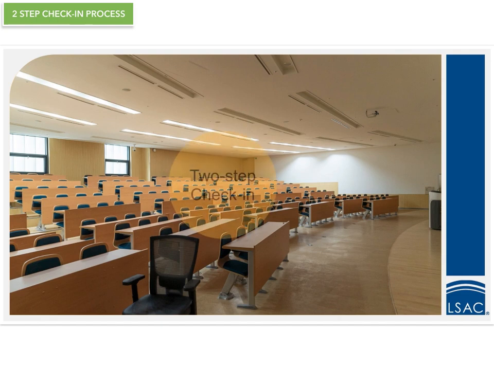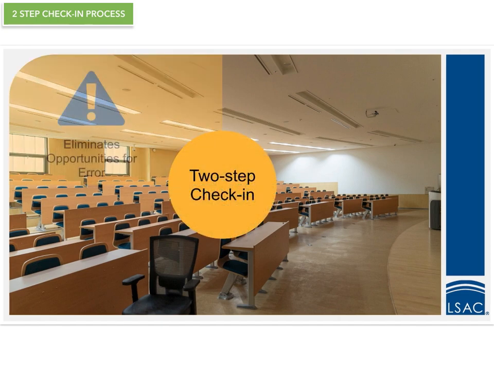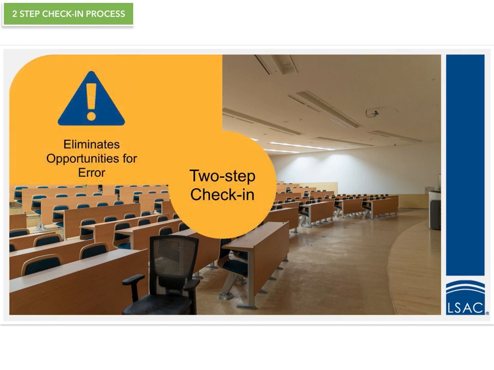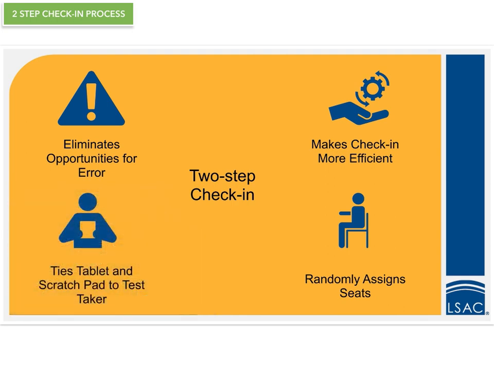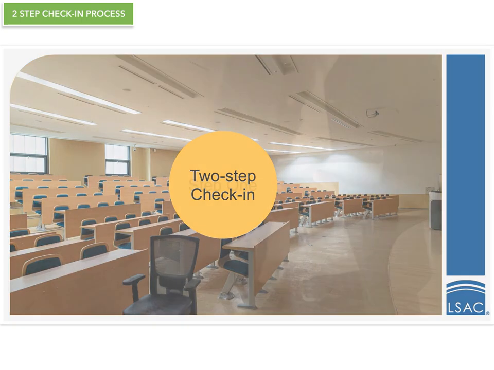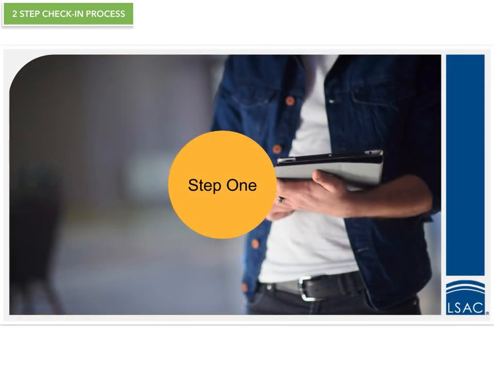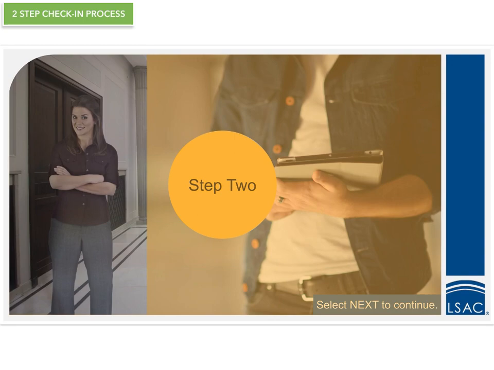The digital LSAT has a two-step check-in process, eliminating opportunities for error. The digital LSAT also makes check-in more efficient by automatically assigning seats randomly and having one tablet and scratch pad tied to each test taker. The first step of the check-in process takes place outside the testing room and is the initial screening of test takers, while the assignment of materials and seats to test takers happens inside the test room during the second step in check-in.